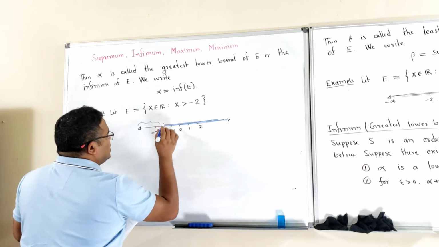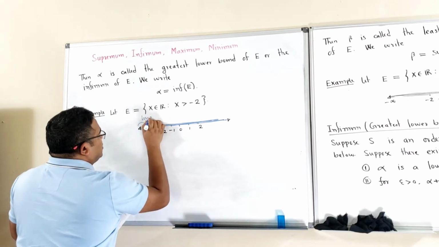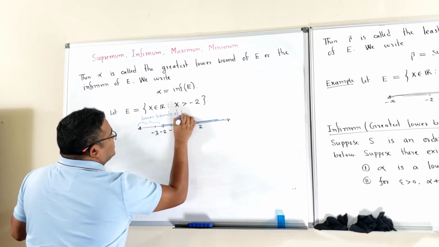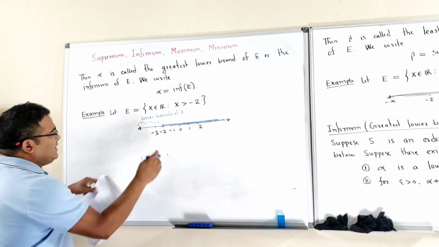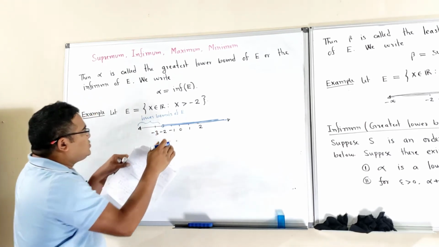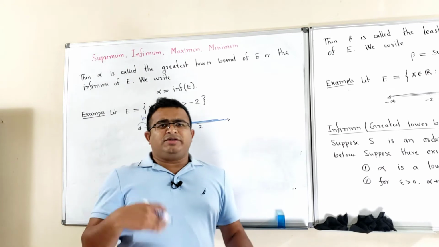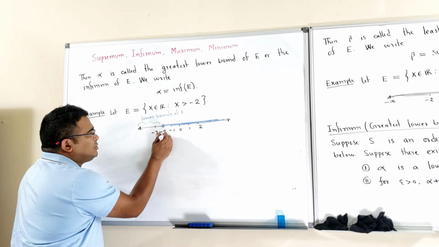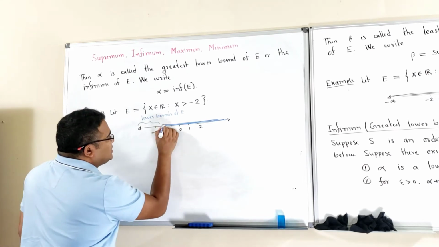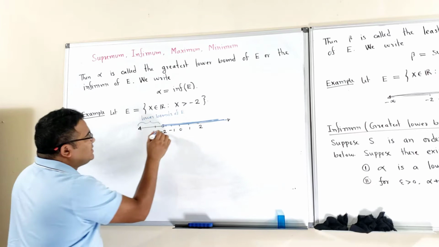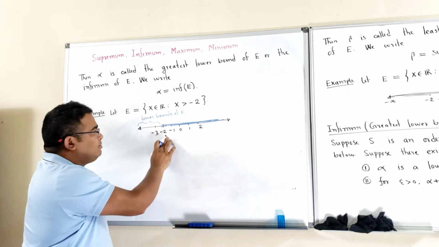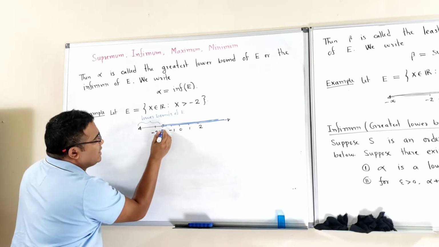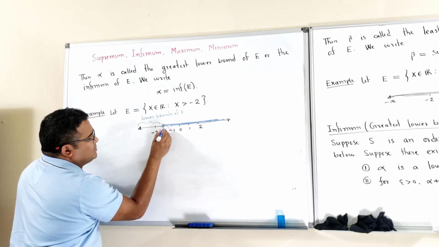So those are lower bounds of E. Okay, so it has infinitely many lower bounds. Among all of those lower bounds, which one is the greatest? -2 is the greatest one. But if you move a little bit to the right, that is not the greatest lower bound, because this number is not a lower bound. There is a number which is less than this.